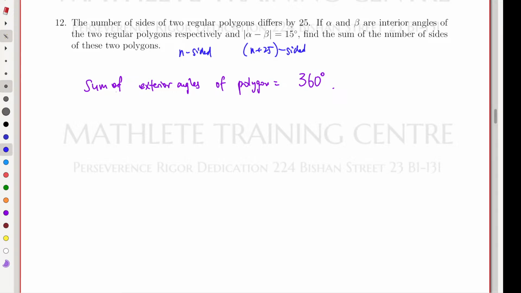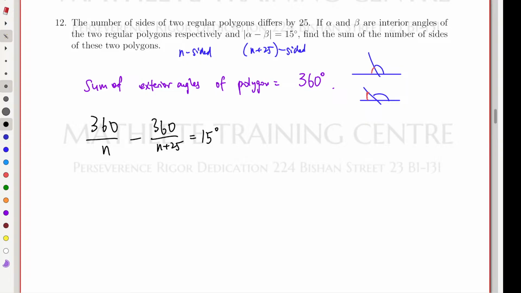So if the question tells you that you have two interior angles, this guy and this guy, that differ by 15 degrees, what can you say? You can say that, well, the exterior angles will also differ by 15 degrees, right? And that's much easier because we have 360 over n minus 360 over n plus 25 is equal to 15 degrees.